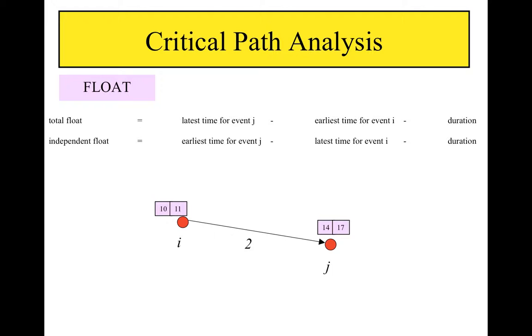The independent float is defined as the earliest time for event j minus the latest time for event i minus the duration of the activity. So in the example here, this would be 14 minus 11 minus 2, which would be 1. If this calculation should lead to a negative value, then we just take the value as 0. Interfering float is total float minus independent float. 5 minus 1 equals 4 in this example.